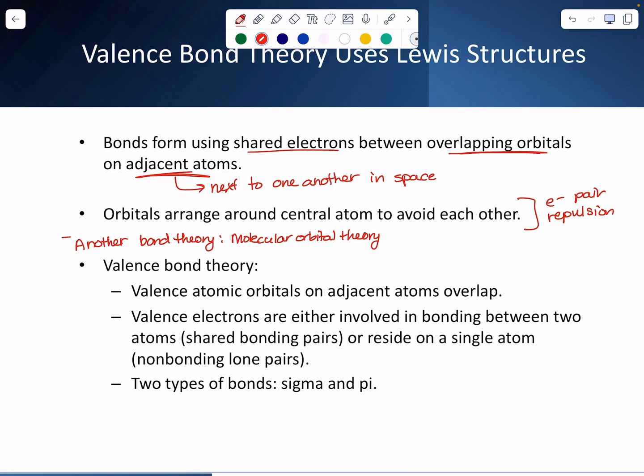So we've got two bonding theories that differ really in specifics, in how the location of electrons is determined and how to determine their energies.